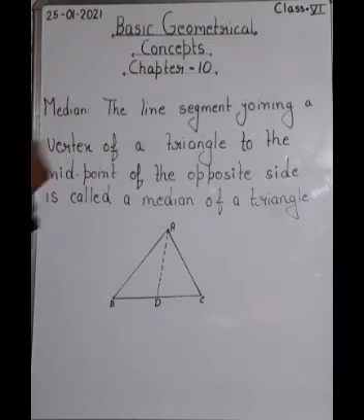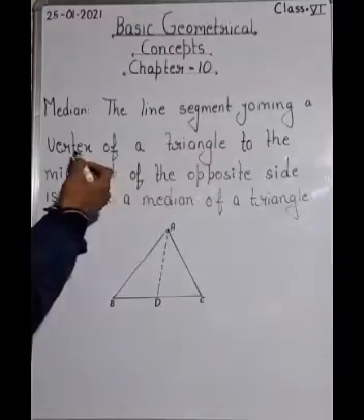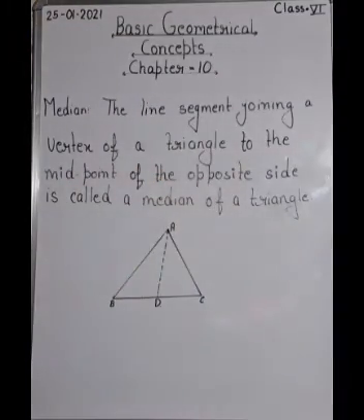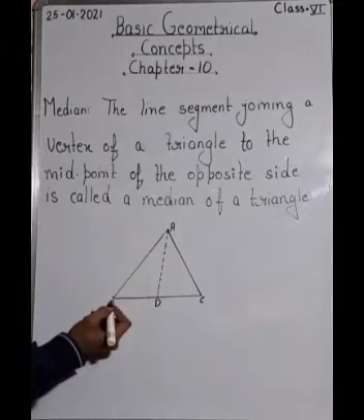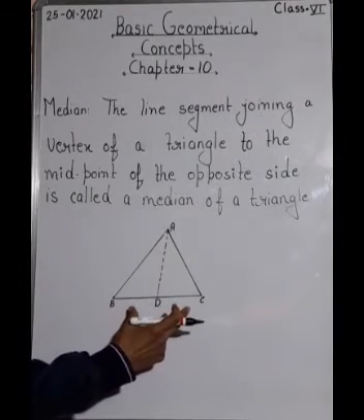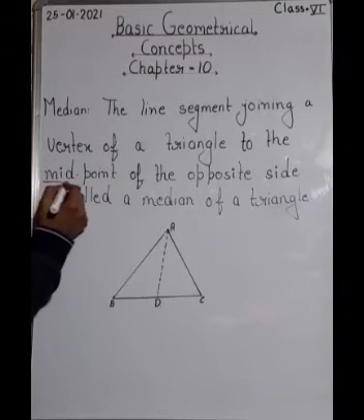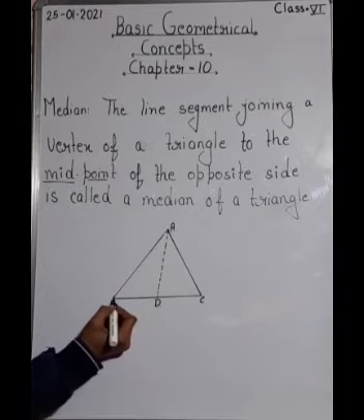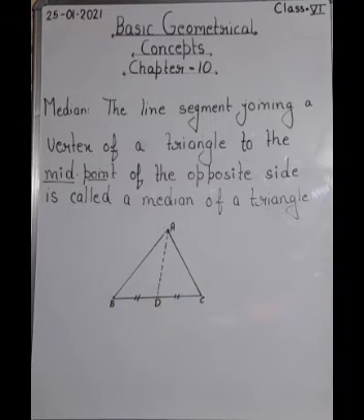Next we are having your median. Now what is a median? The line segment joining a vertex of a triangle to the midpoint of the opposite side is called a median. So when you draw a line segment from one vertex of a triangle such that it falls on the opposite side and divides the opposite side into 2 equal parts. What is the meaning of midpoint? It means this line segment AD is dividing BC into 2 equal parts. It means BD is equal to DC.